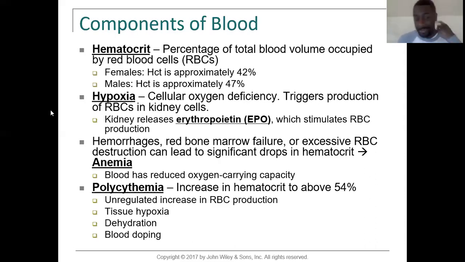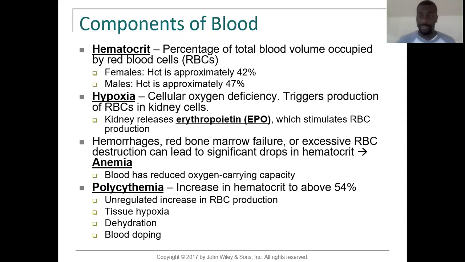Yeah, so polycythemia is where you have an increase in your hematocrit level above 54%. This can be due to a number of different reasons. It can be due to an increase in red blood cell production or an unregulated increase in red blood cell production. If you're constantly producing new red blood cells, that's going to cause your hematocrit level to increase because now you have more red blood cells available. Tissue hypoxia will trigger your kidneys to start producing erythropoietin, which will stimulate red blood cell production and again increase your hematocrit level.